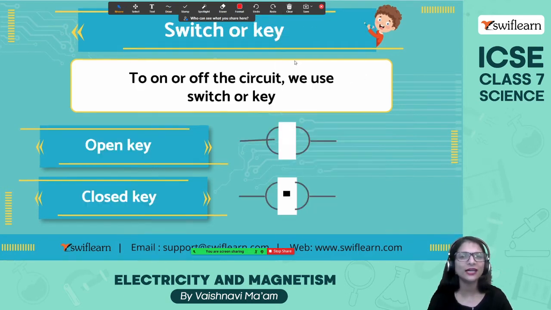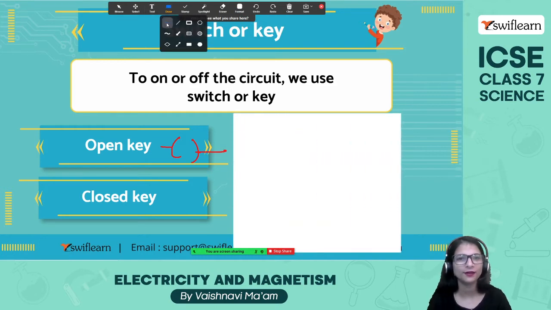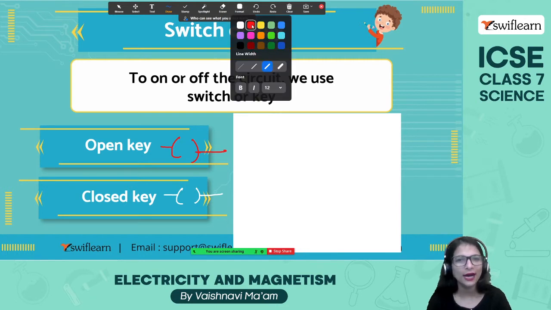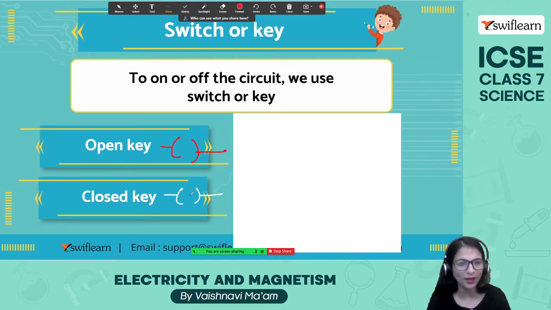Now moving ahead to the switch or a key, which you use to turn your circuit on and off. So the open key is represented like this, a bracket with two dashes. Alright, अब अगर ये closed है तो closed आप कैसे दिखाओगे? Again the same as in open, but here is a dot. So this dot will be making you know कि आपका circuit closed है.